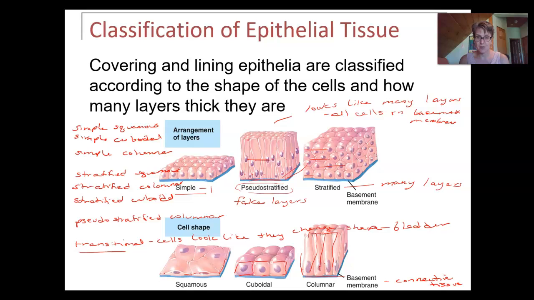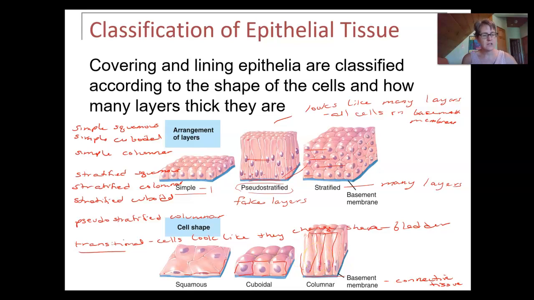Okay, it's not that cells are sliding over each other. Cells are changing their shape and they're getting flatter, so they're becoming squamous as they're stretching, and that's why it's transitional, because those cells are changing shape like that. And that's all I got on that one.